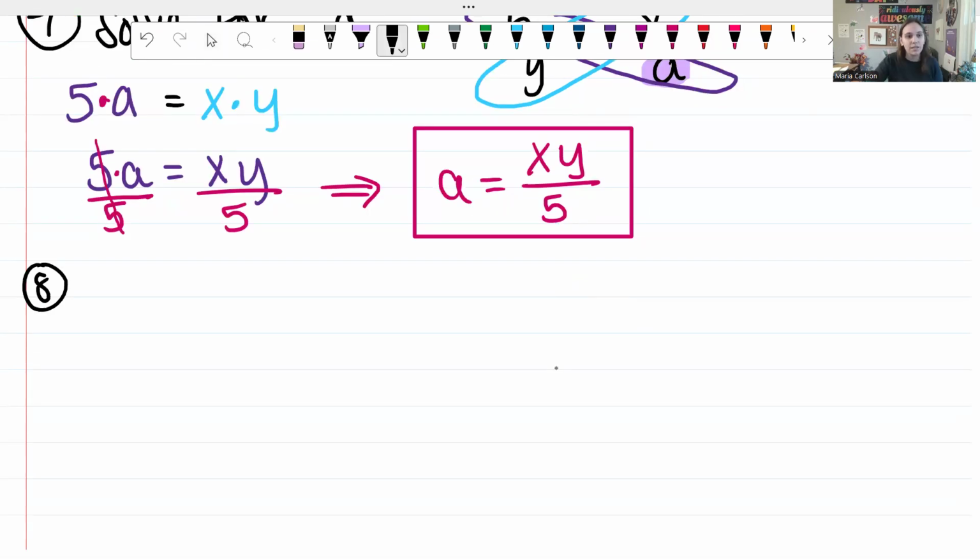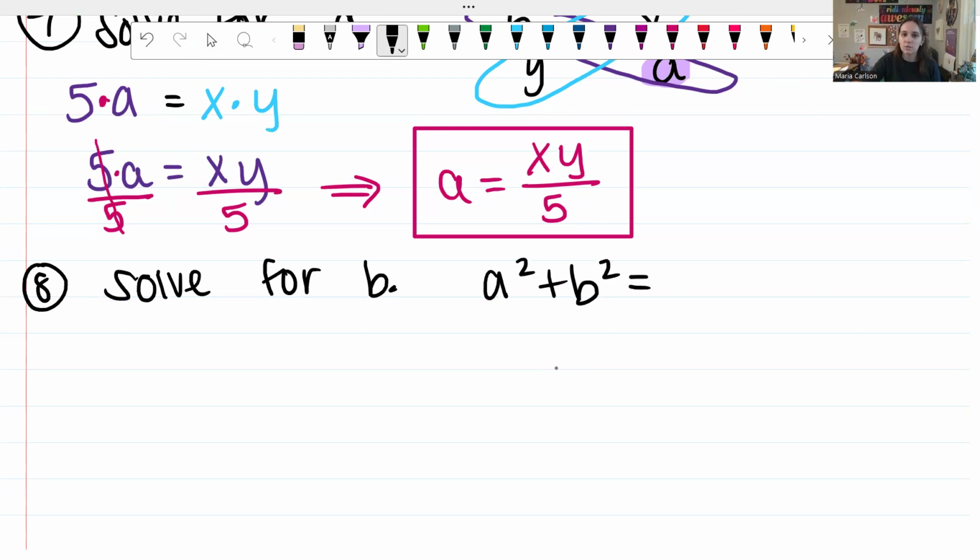Number 8, solve for b, and this should be another familiar formula. And this is our last one too, by the way, if I didn't say that. a squared plus b squared is equal to c squared. So I want to solve the Pythagorean theorem for b. So how do we do that? Well, first, let's notice that b is being squared. So that's an issue. But before I can even think about taking square roots, let's get rid of this a squared that is currently being added to this side of the equation.